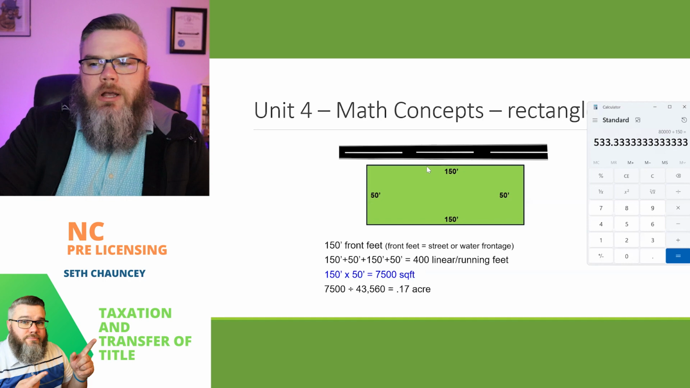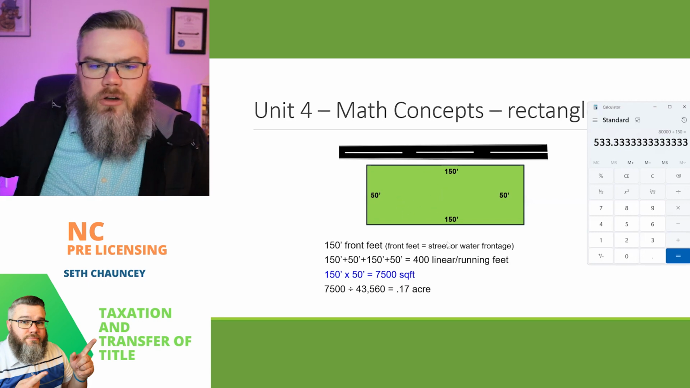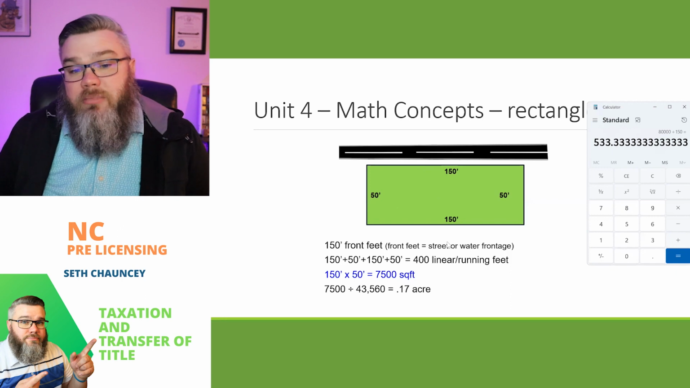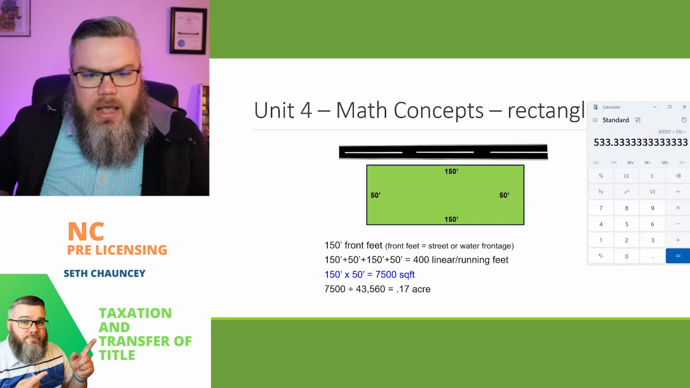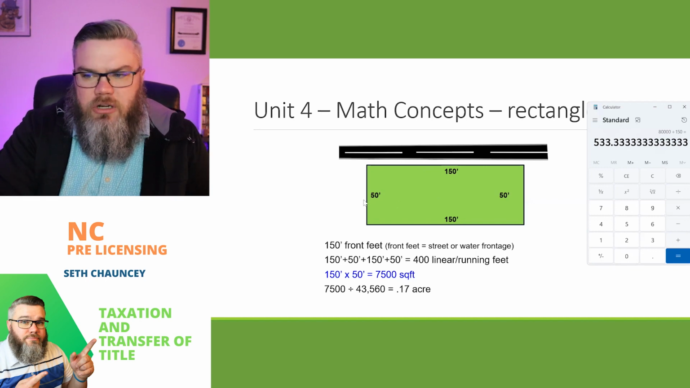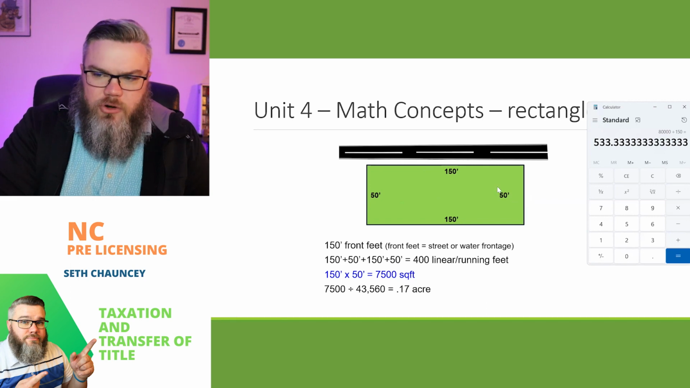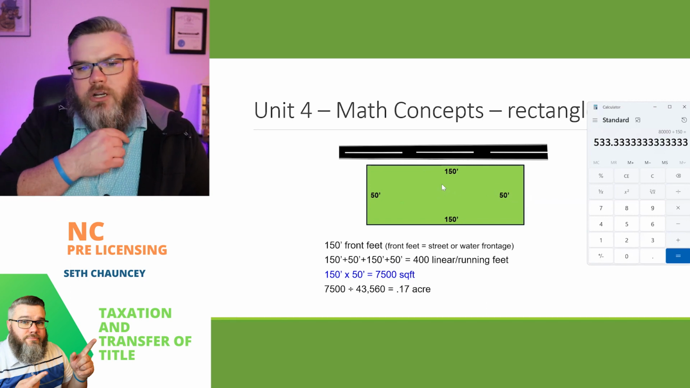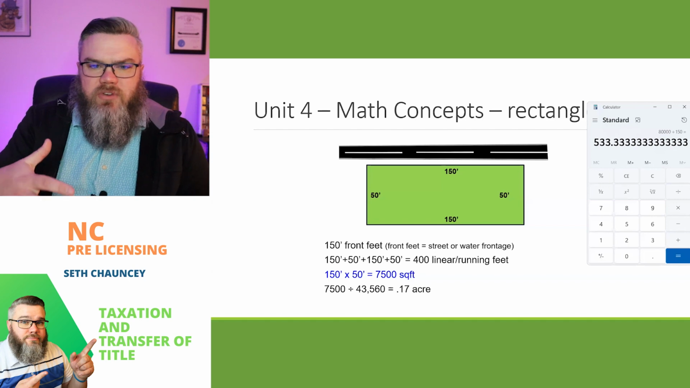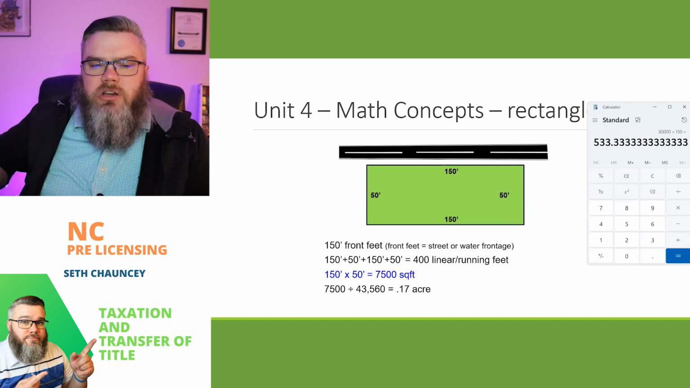Now I will tell you, most of the time with things like front footage, they will use the term front feet, or they'll give some context clues. If I was to say a rectangle that is 150 feet with a depth of 50 feet, that depth tells you how far back you're going. So that word depth tells you that this other number is our front footage. But if we don't give you any context clues, if we don't use verbiage, the first number is always the front footage. So if I said a property that's 150 feet by 50 feet, if we're referencing front footage, that first number is going to be your front footage.